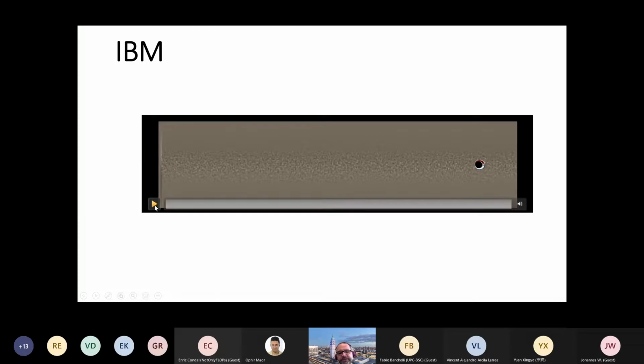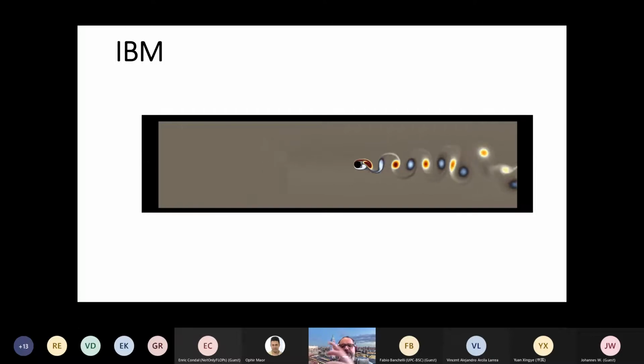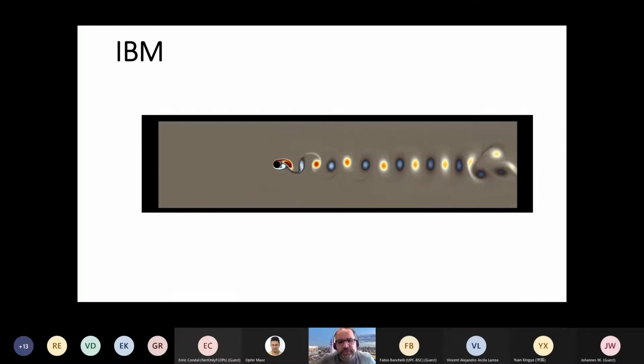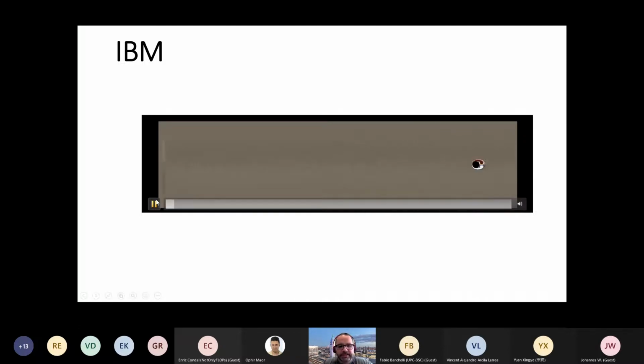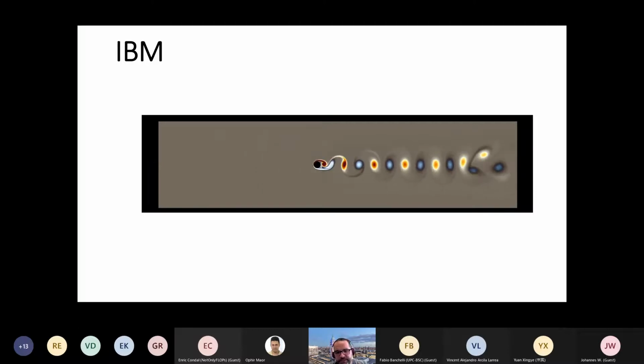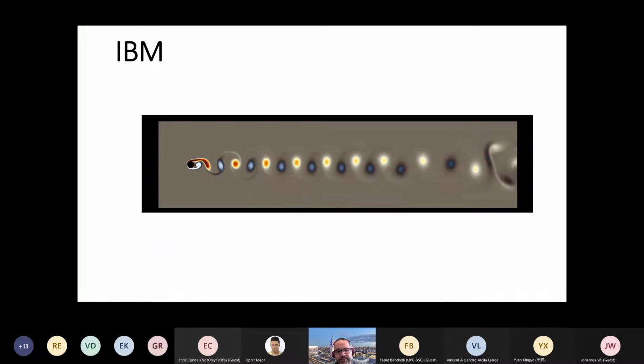And of course, this strategy is very valuable because it allows us to simulate moving objects in a fluid flow. So here, this is a 2D cylinder moving from right to left in a fluid that is moving very slowly. And you can see once again the vortices and the turbulence that is generated in the wake of the moving object. But this is done on a Cartesian mesh. There are no complicated body-fitted meshes or distorted meshes.